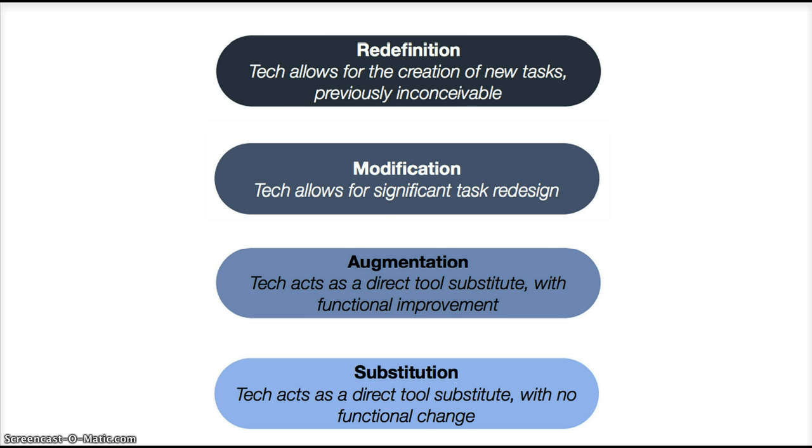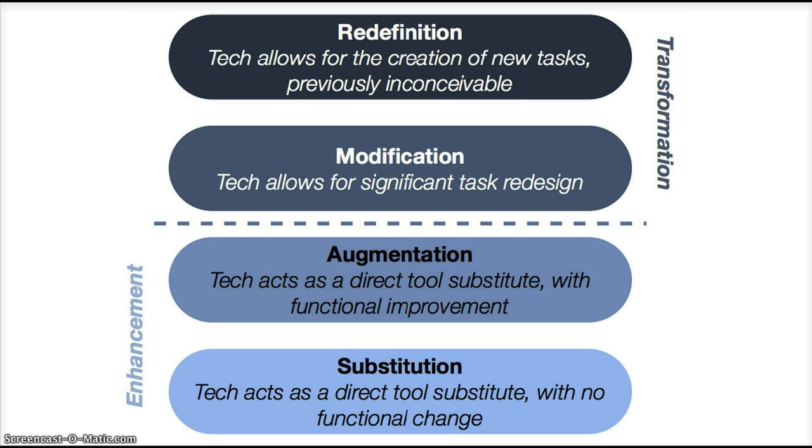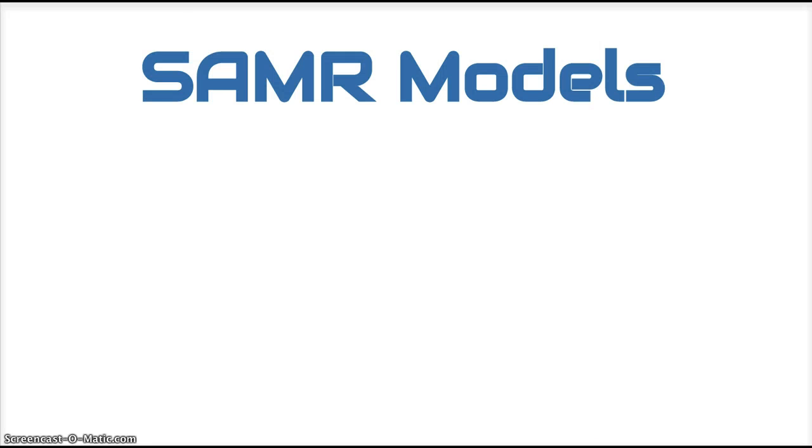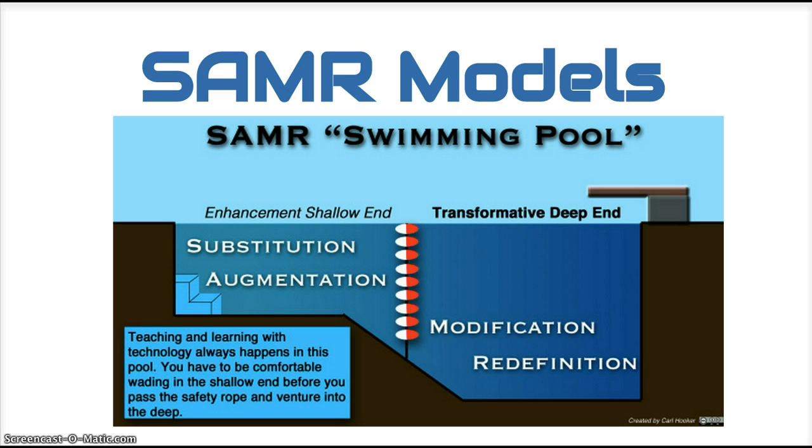As we look at this SAMR model, a lot of the time people think of the bottom, substitution and augmentation, as just technology enhancing what we do. And then they look at the top ones, modification and redefinition, as actually transforming the things that we're doing. One of the things that we've been thinking through is that the SAMR model is kind of like a pool. So we're kind of giving it a swimming pool.